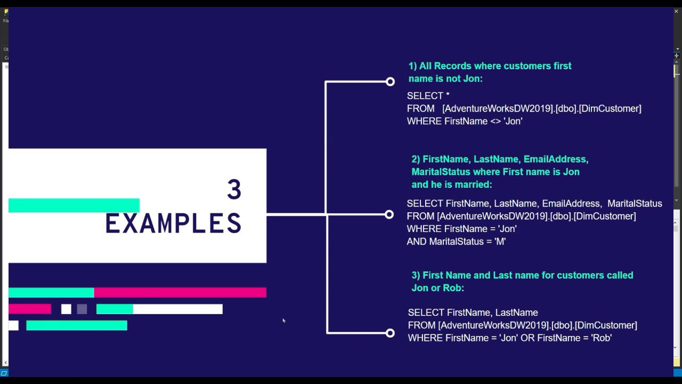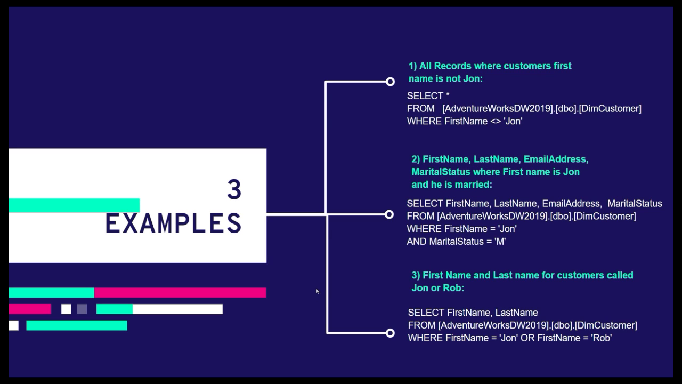Okay, just looking back at these three example queries, the second query here shows the first name, last name, email address and marital status for anyone whose name is John and who is married. The last query here shows the first name and last name for everyone called either John or Rob. Let's take a look at this in the data.